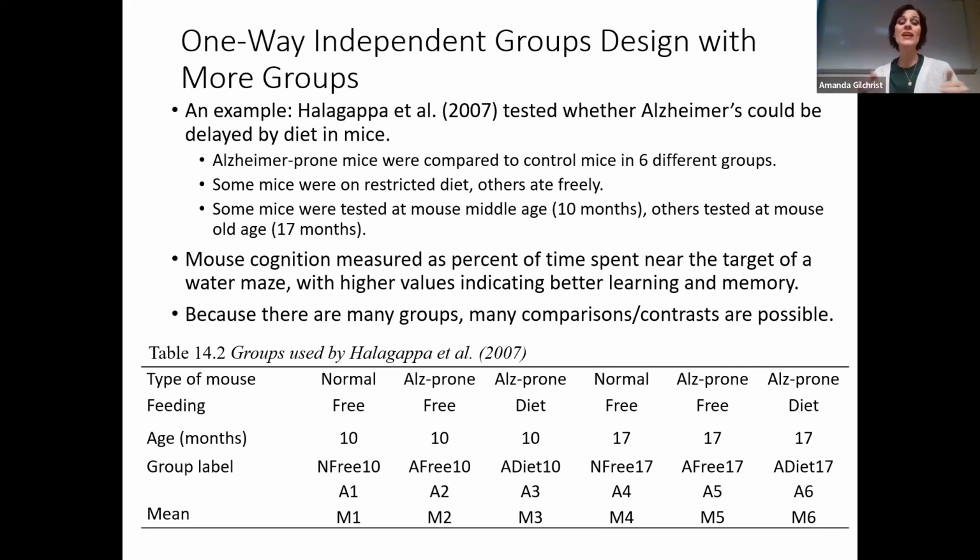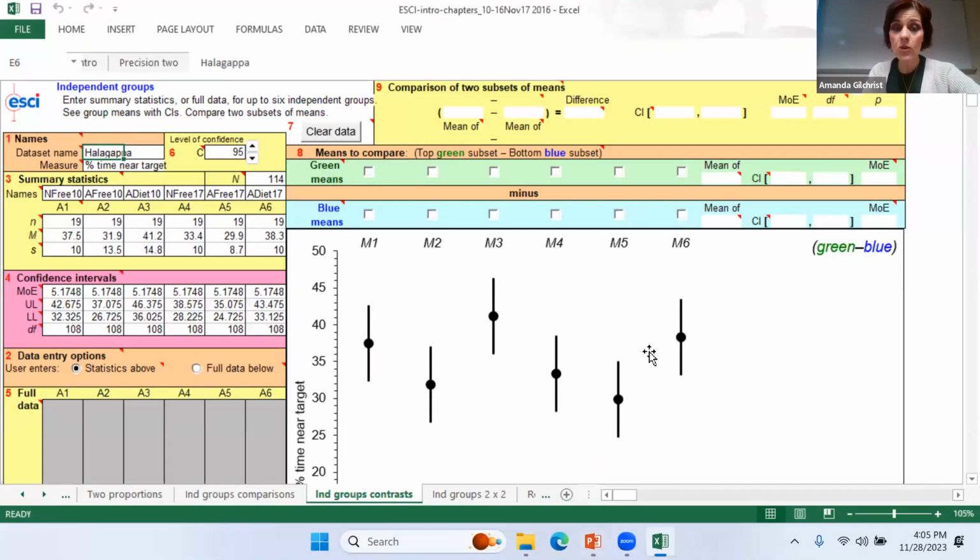And because we have a lot of different groups, there are a lot of different comparisons or contrasts that we can make. So I'm going to go into Esky. Here's our data. So you can see we've got 19 mice in each group, and I've made sure to have good labels for everything. Here we have the margin of error for each group, the upper bound and the lower bound for all of our confidence intervals. So we have everything we need here.